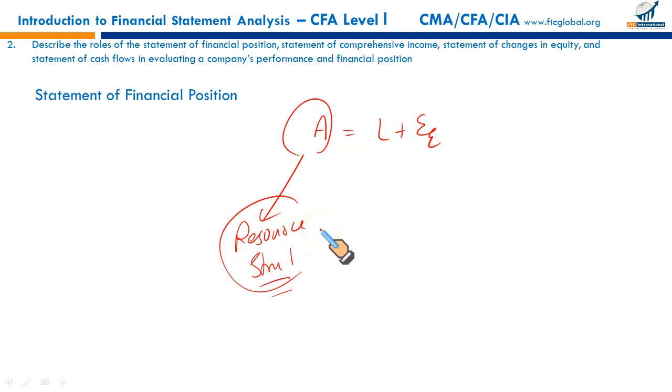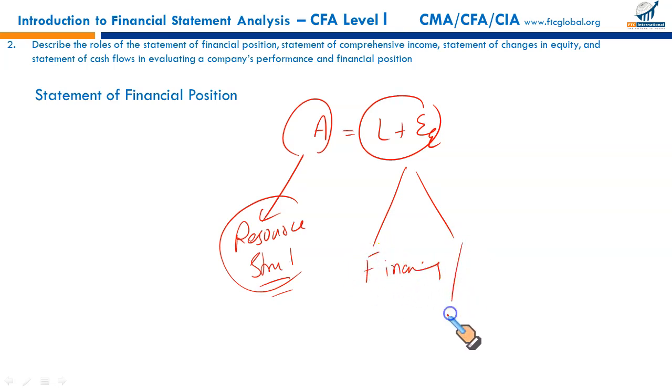Where has this resource come from? These resources have been funded by this side. This side is called the capital structure or the financing structure, we can say. Financing or the capital structure. So these resources have been funded either through liability or equity or combined, right?